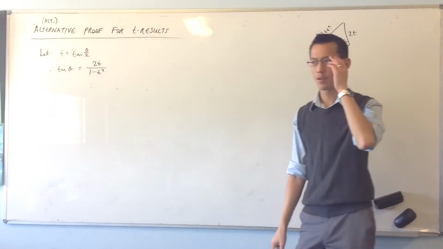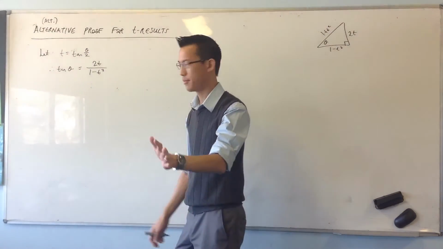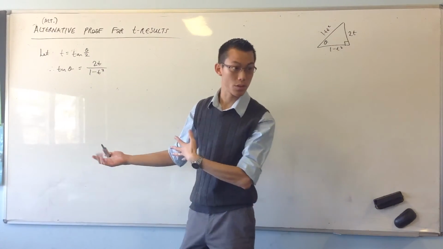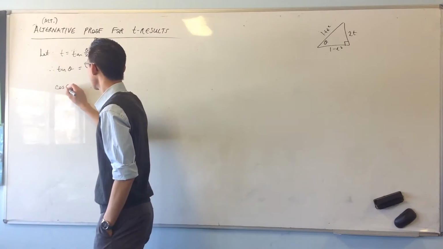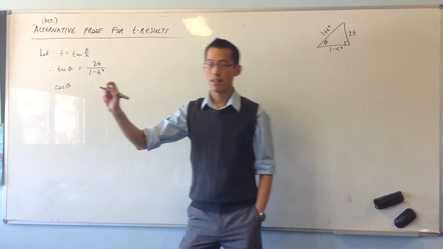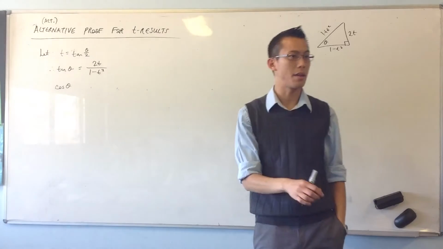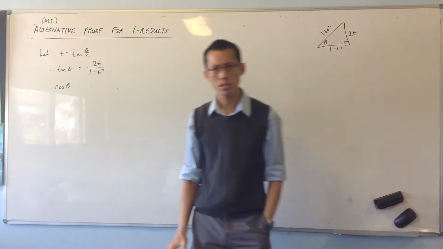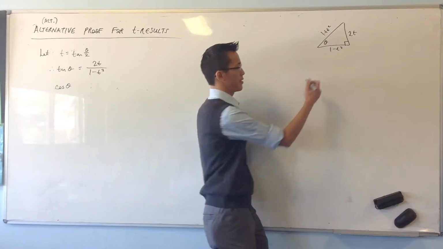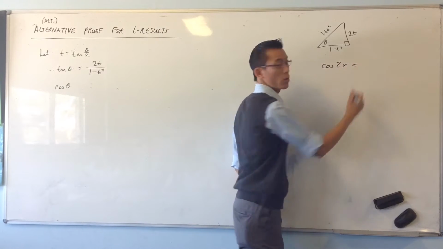Now, I think in my earlier proof I started with sine. Well, actually, I can't remember. But this time I'm going to start with cosine. Now, again, just like with tan, I'm going to use the double angle formula. What's the double angle formula for cos? If I said cos 2x, what's that equal to?